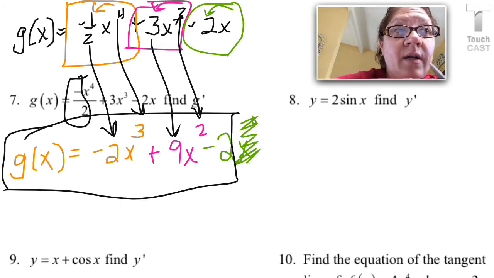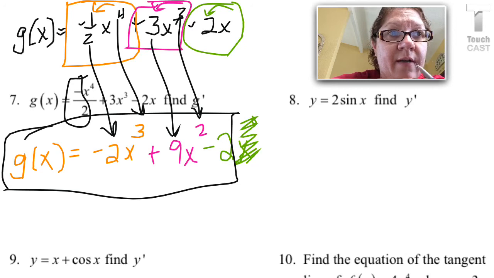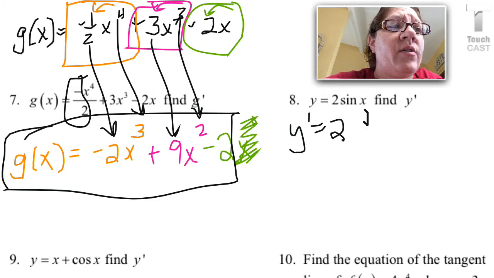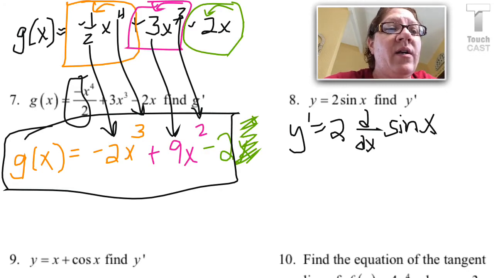Okay, so number 8, I'm going to use that constant multiple rule because I have a 2 out in front. So really, it's going to be 2 and then the derivative with respect to x, of course, of sine of x. But I bet you're all shouting at me right now that I know what this is.